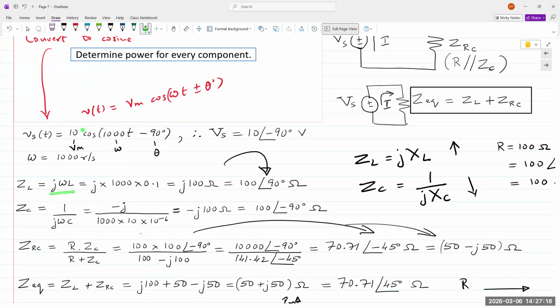ZL is J omega L, or omega L with an angle of plus 90. So J times 1000 times 0.1, J100 or 100 with an angle of 90. ZC is 1 over J omega C. So minus 1 over J is minus J, so minus J over 1000 times 10 microfarads gives me minus J100 or 100 with an angle of minus 90. That is 1 over omega C with an angle of minus 90. Both rectangular coordinates as well as polar coordinates.